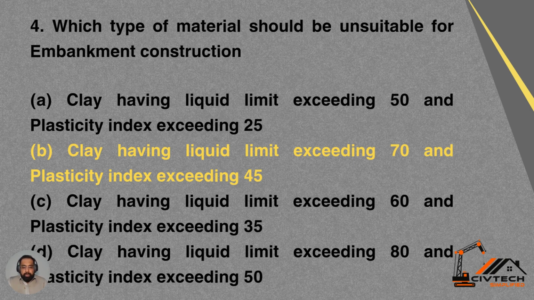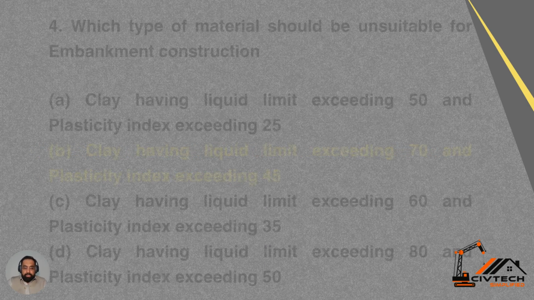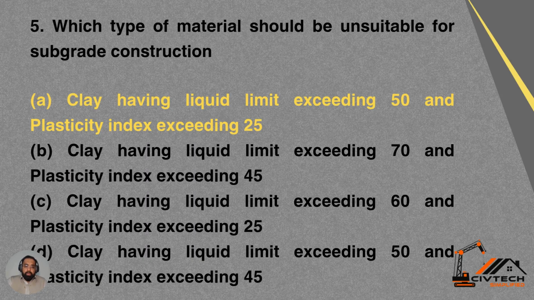So the material, option B, clay having liquid limit exceeding 70 and plasticity index exceeding 45, is unsuitable for embankment construction, and B is the correct answer for this question.